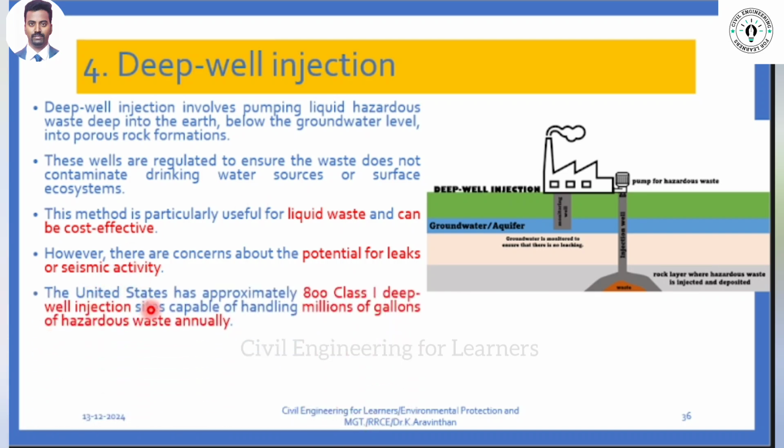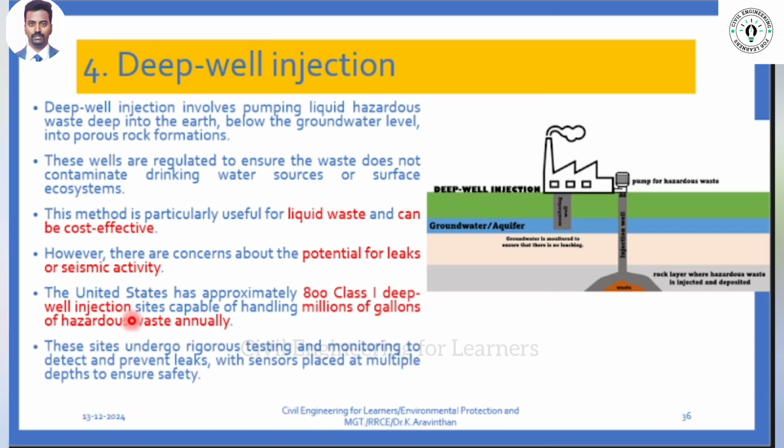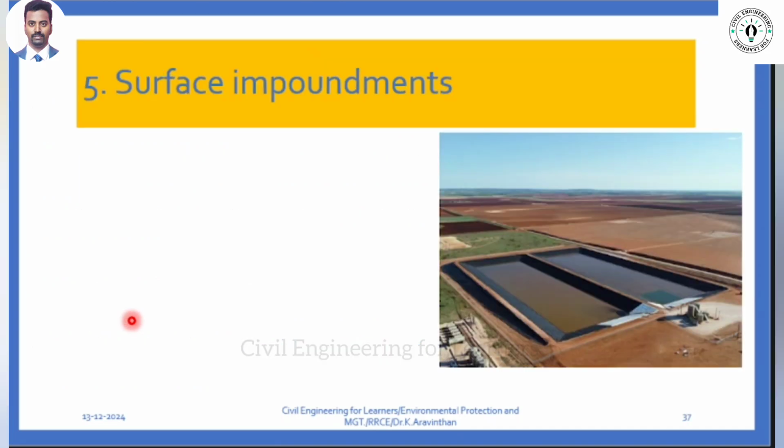In the United States, approximately 800 class 1 deep injection wells are there. Annually they discharge all the hazardous waste deep inside the ground.